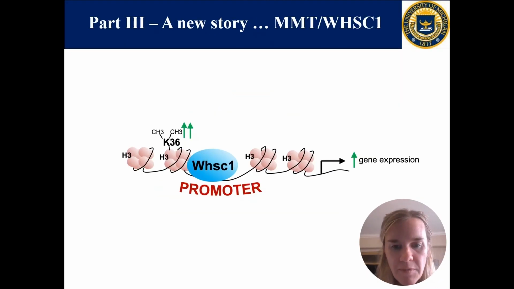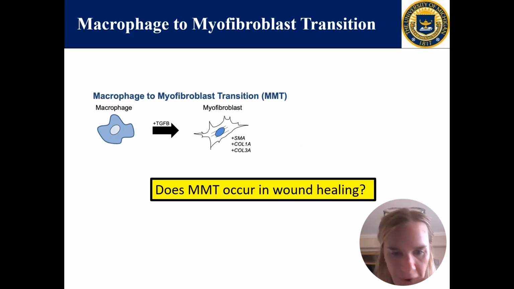A newer story that we've been looking at, and we know that it's very important that you have myofibroblasts, and that macrophages, we know, transition to myofibroblasts. Another epigenetic enzyme that plays a role here is called WISC1. It's kind of a newer enzyme that we were looking at, which increases gene expression. So again, important to transition to these myofibroblasts, which help promote wound repair in the proliferative and remodeling phases.